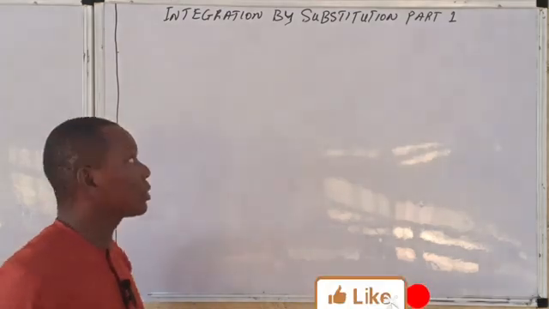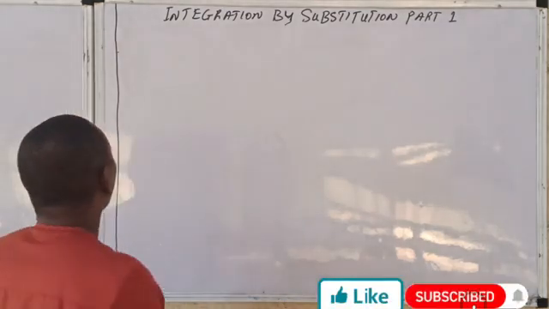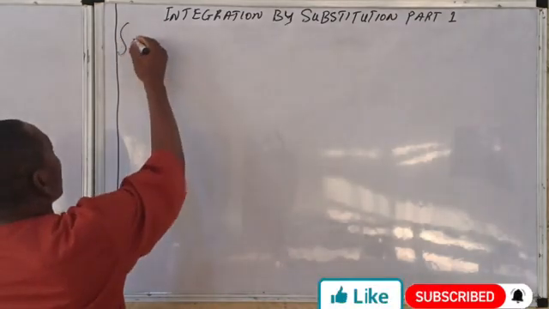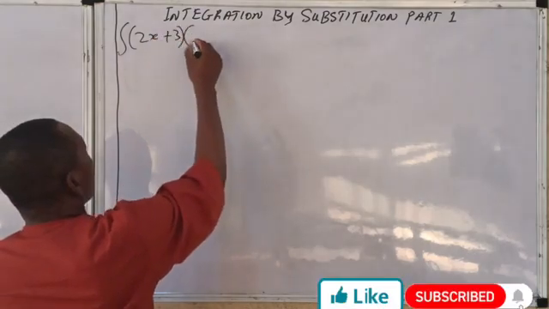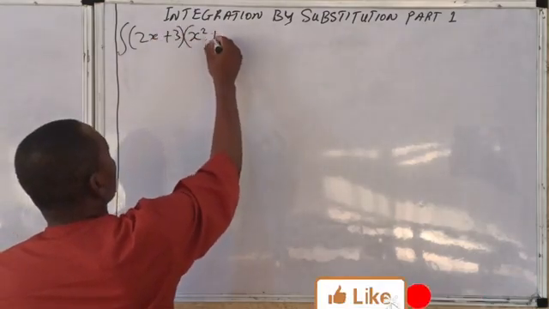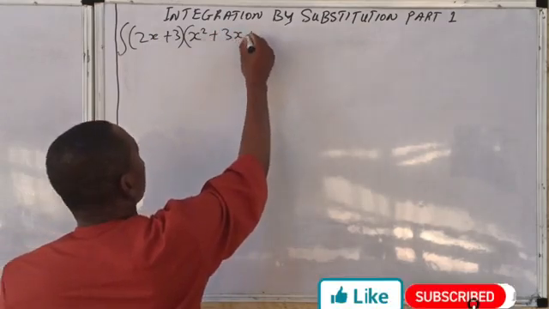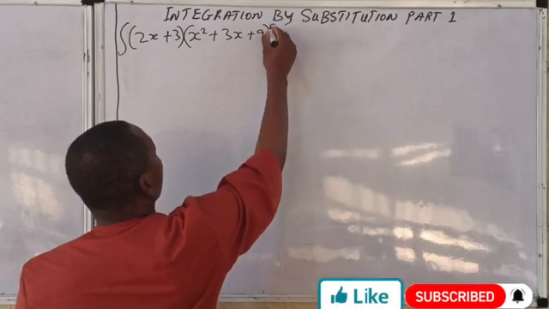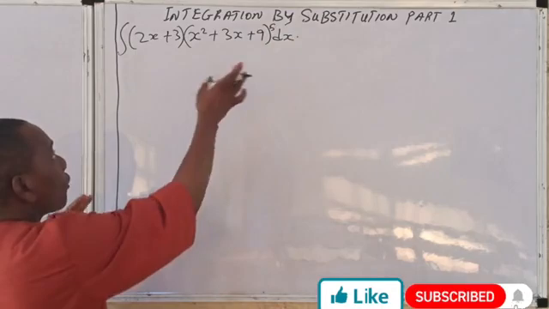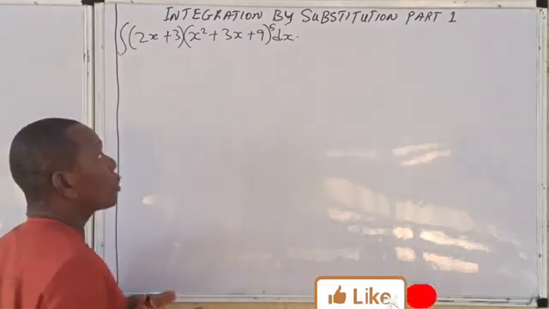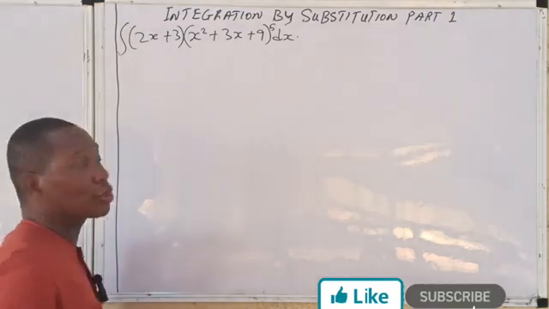This is a very simple topic. Just let me introduce you to this topic. All right, so let's assume that you are asked to integrate (2x + 3)(x² + 3x + 9)^5 dx. How do you do that? Now, it will be difficult for you to do it directly. You use a method called integration by substitution.